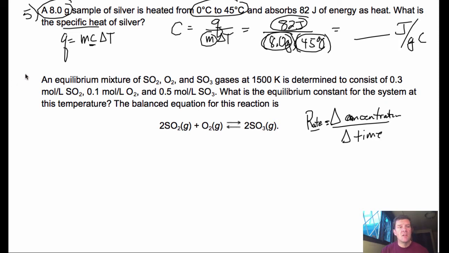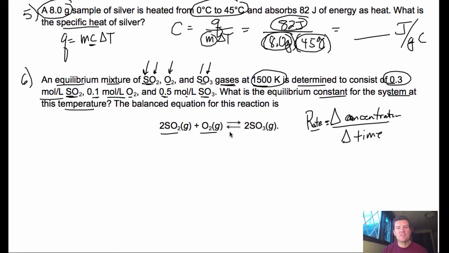Okay? What computations or calculations do we have to do for equilibrium? Well, let's look at number 6. This is chapter 18 now. An equilibrium mixture of, and you're given 3 things there, SO2, oxygen, and SO3 gases. So this is sulfur dioxide, oxygen, and sulfur trioxide. Those gases are at a certain temperature, and it's determined to consist of 0.3 moles per liter of the sulfur dioxide, 0.1 moles per liter of the oxygen, and 0.5 moles per liter of the sulfur trioxide. What is the equilibrium constant for the system at this temperature?